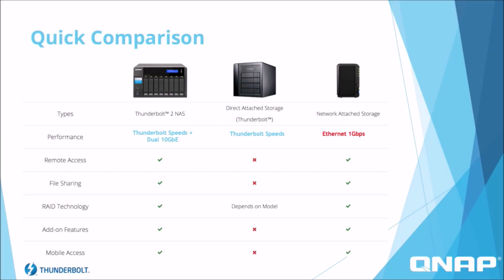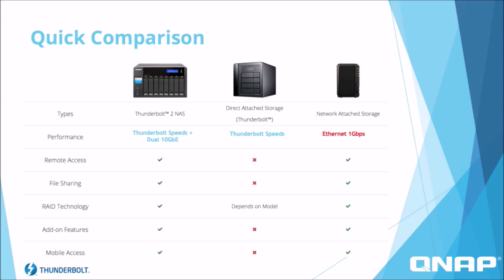So let's look at a quick comparison. We're going to look at number 1, the QNAP NAS, the Thunderbolt NAS. Number 2, we're going to look at your typical DAS. The number 3 is your typical NAS system. So let's look at performance. The QNAP Thunderbolt NAS has Thunderbolt speeds, and it has a built-in dual 10 gig connector. The DAS system only has Thunderbolt. The typical NAS only has Ethernet, which is 1 gig.